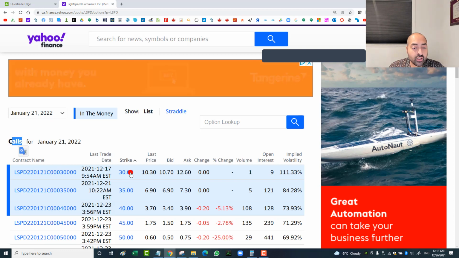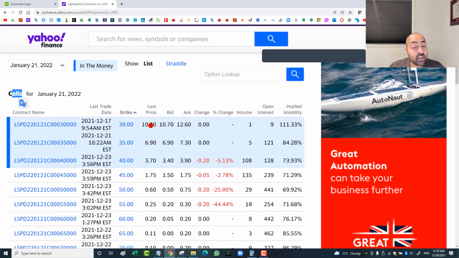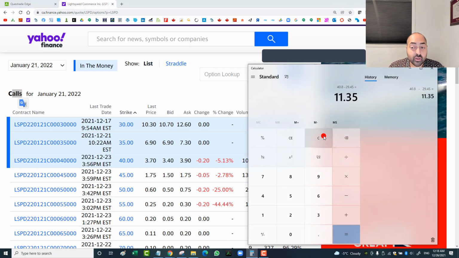It shows the 30 calls. So I'm looking at calls here. The 30 strike, the last price was 10.30, but that's not what we want. The bid is 10.70, the ask is 12.6. So this is what I was talking about, that it's going to be wide. It's pretty wide here. You might not get exactly the mid price. So let's see what the mid price is. Hopefully it's around 11.35.